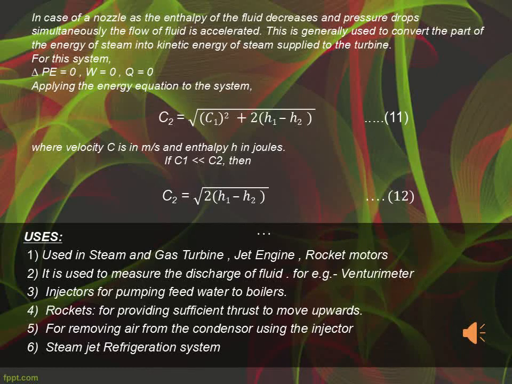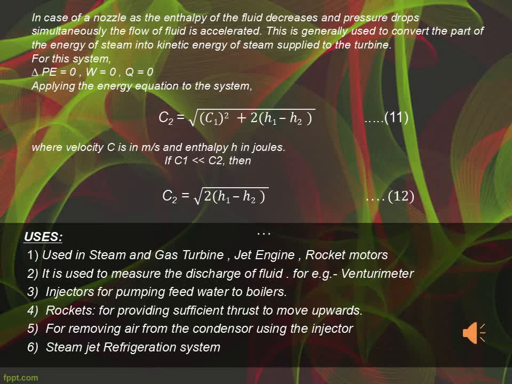Now in nozzle we usually take potential energy, work done, and heat equal to 0. Applying the energy equation to the system, we find that C2 is equal to the square root of C1 square plus 2 into change in enthalpy, where C1 is the inlet velocity and C2 is the outlet velocity. Now if C2 is very much greater than C1, then we can neglect the C1 part and we can write C2 is equal to the square root of 2 delta H.